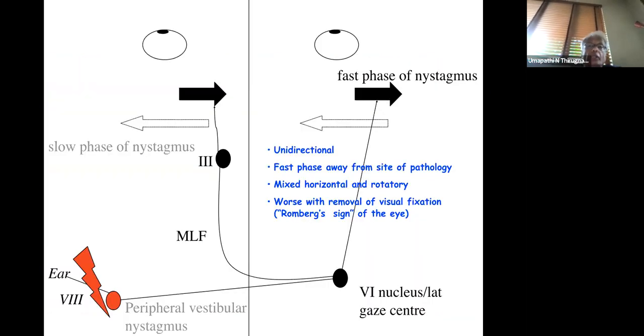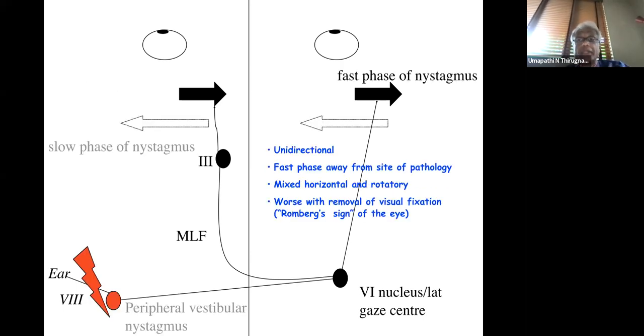Okay. So these are the key components. Peripheral nystagmus does not change direction. It's always in the same direction. The fast phase is away from the side of pathology, it is mainly horizontal with a little hint of rotation, and it worsens with removal of visual fixation, the so-called Romberg sign of the eye.